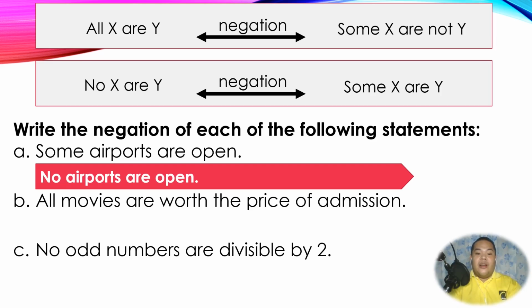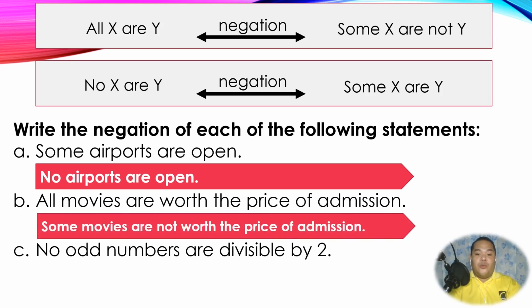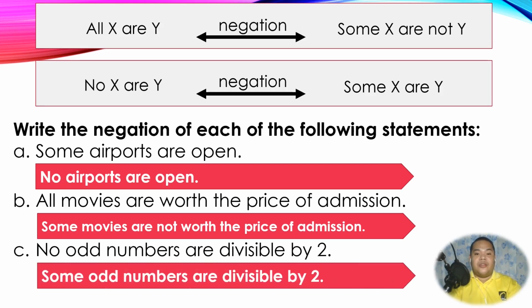Letter B. All movies are worth the price of admission. The negation is some movies are not worth the price of admission. Letter C. No odd numbers are divisible by 2. The negation is some odd numbers are divisible by 2.